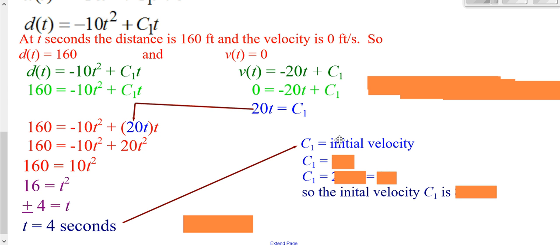Well, once again, we were looking for initial velocity. We know our initial velocity, which was c1, is just 20t. And if our time is 4 seconds, all you'd have to do is go 20 times 4, and I end up getting 80. So in the context of our problem, our initial velocity, c1, is 80 feet per second.